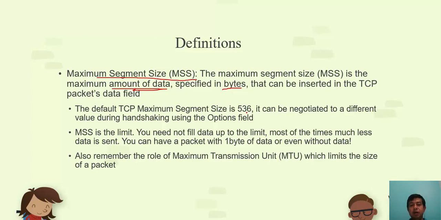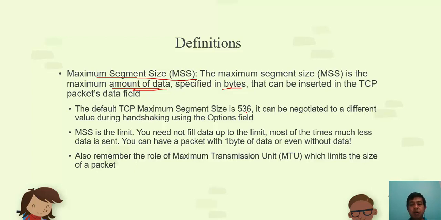But even then, in most of the cases, this maximum segment size is not used. It's very rarely used. We'll later see, using some packet tracers to capture packets, how a TCP packet actually looks. You'll see that most of the time even this 536 bytes is not used.